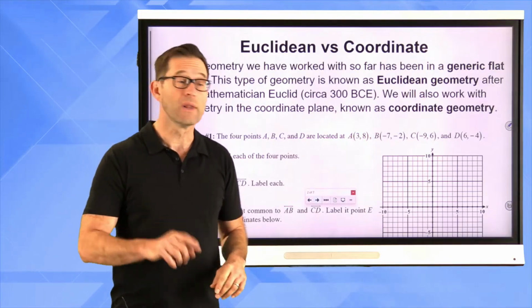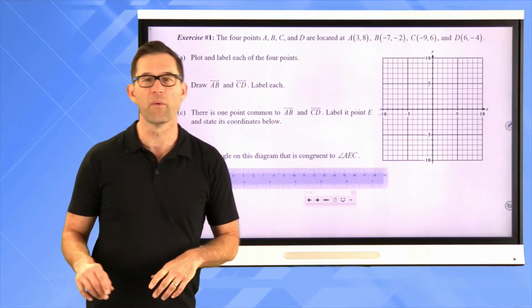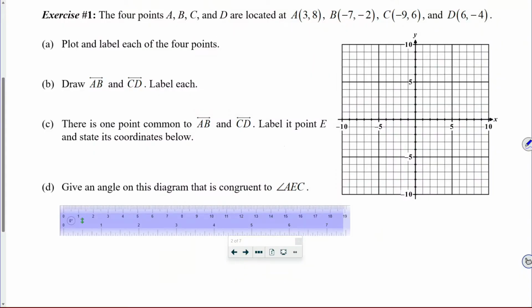All right, so let's jump right into it in exercise number 1 and get our feet wet with that. The 4 points A, B, C, and D are located at A (3, 8), B (-7, -2), C (-9, 6), and D (6, -4). Letter A, plot and label each of the 4 points.